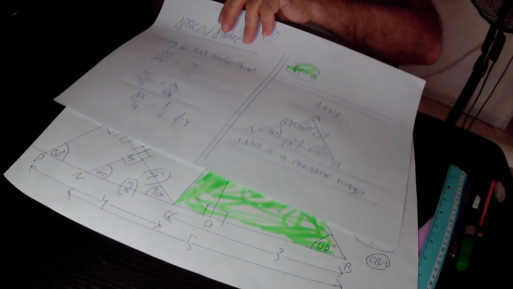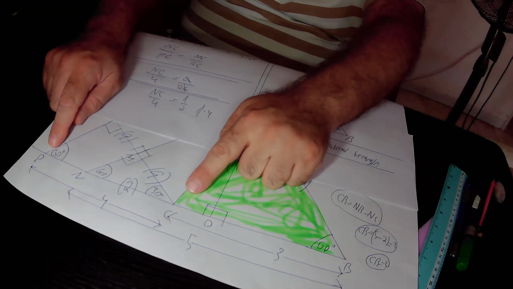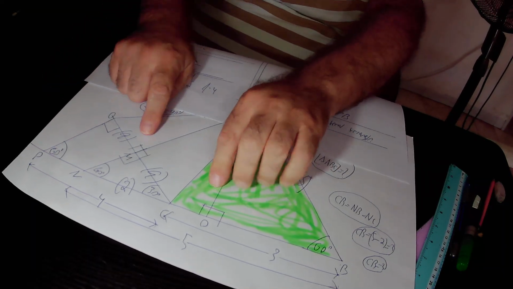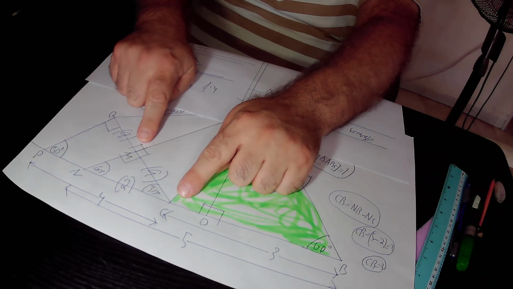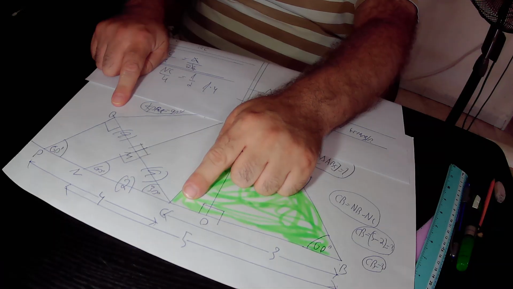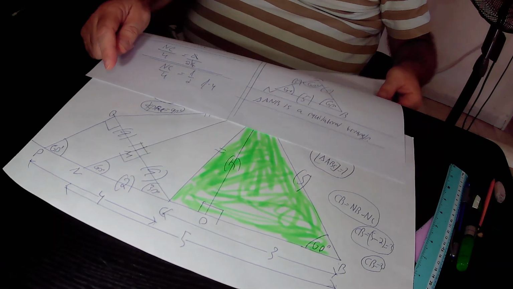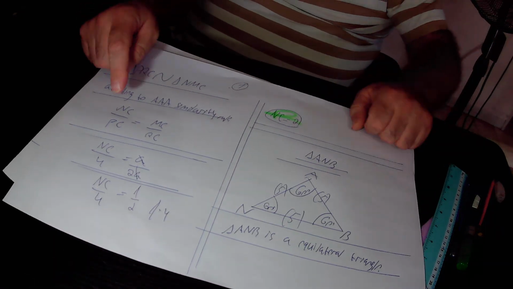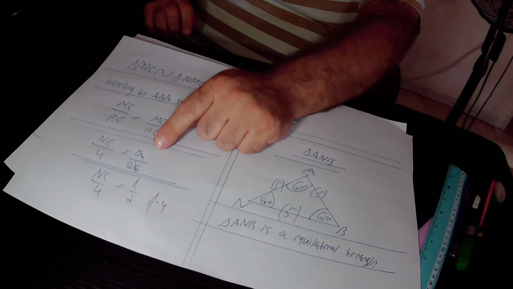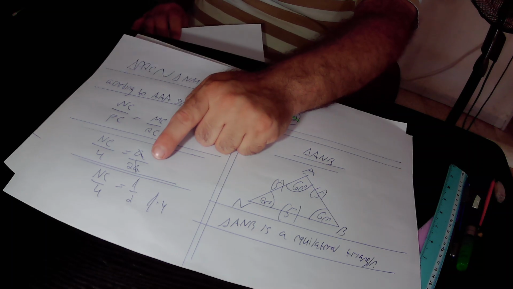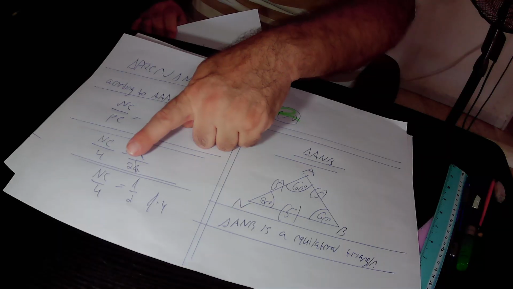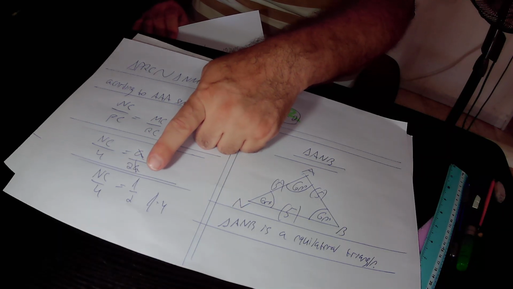NC is the missing side, so we leave it as it is over PC. PC is 4 according to what is given in the question. And it is equal to MC, which equals A units according to our definition, over QC. QC in total is A plus A, that is 2A. So we found out that NC over 4 equals A over 2A. We have A in the numerator and A in the denominator, so A gets cancelled. On this side of the equation, we are left only with 1 half. NC over 4 equals 1 half.